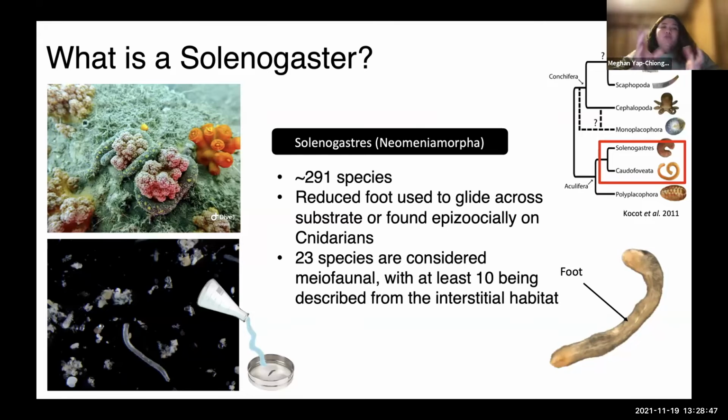So what is truly meiofaunal in Solenogasters is hard to pin down, because these animals can be anywhere between less than half of a millimeter to, in the giant Epimenia, around 30 centimeters. So body size in aplacophorans tends to be a little bit smaller. And so it's hard to determine where the smallest of the small starts. Within 23 of those meiofaunal species, at least 10 are described from the interstitial habitat, or living in between the sand grains.